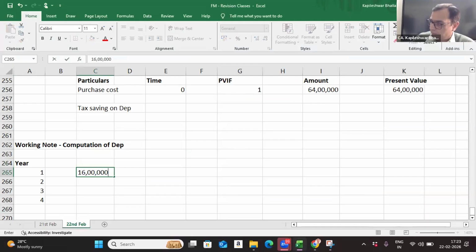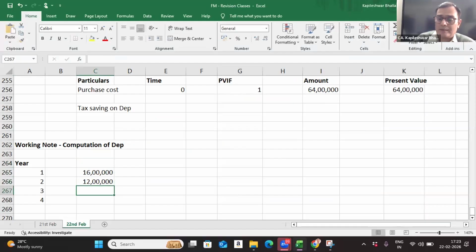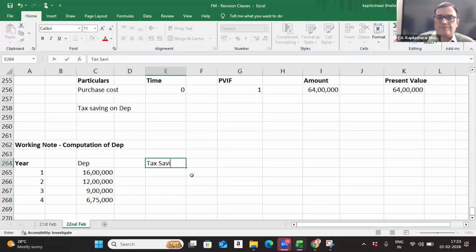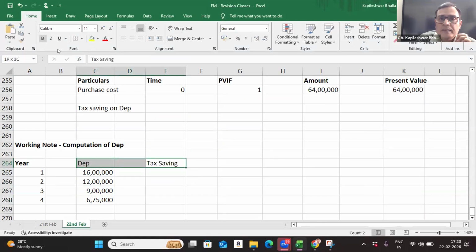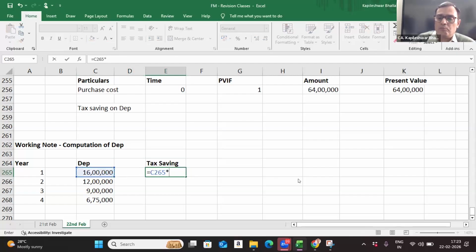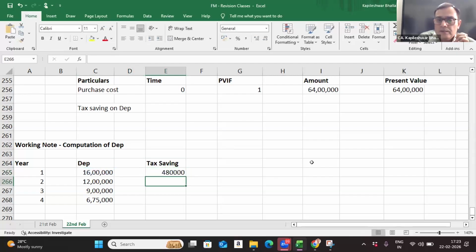And you can take 75% of this. That comes to 12 lakhs. Then again 75% of this, that comes to 9 lakhs. And then again 75% of this, that is 6,75,000. Okay, this is the figure of depreciation. Then we can take a tax saving on account of this. So my taxes, I think at the rate of 30%. So on the depreciation, 30% would mean this into 0.3. So that will give me the tax saving on the depreciation.